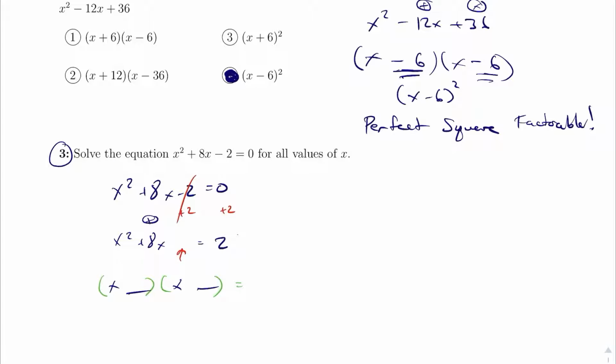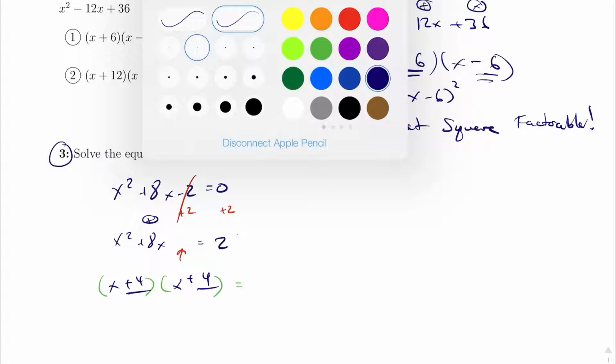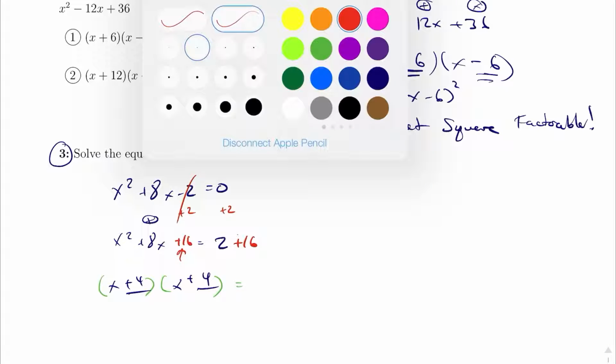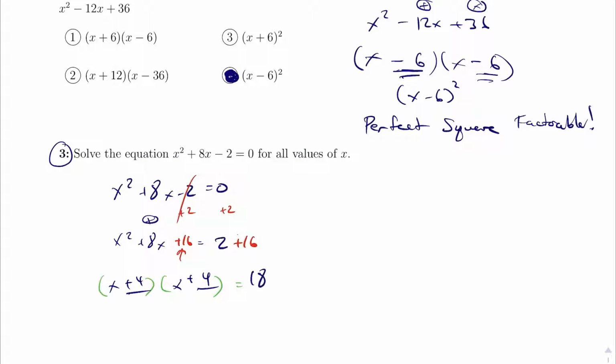So two numbers, the same number, that sum to 8. So it has to be 4 and 4. Which means that we really needed to have a plus 16 on this side. But if we add 16 on this side, we have to add 16 on this side as well. Now that gives us equals 18.